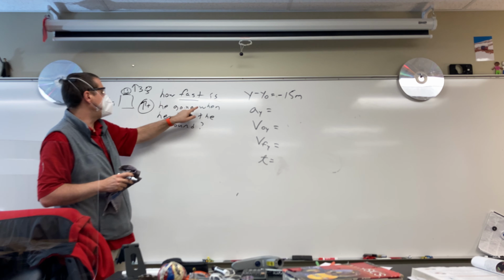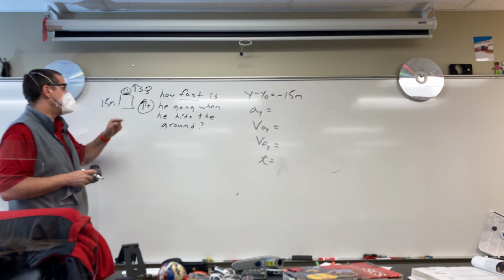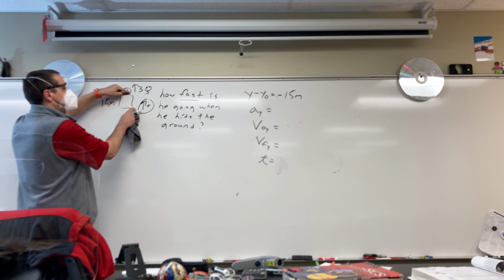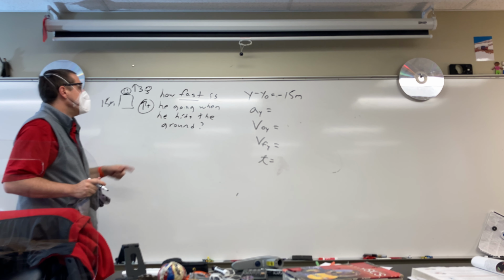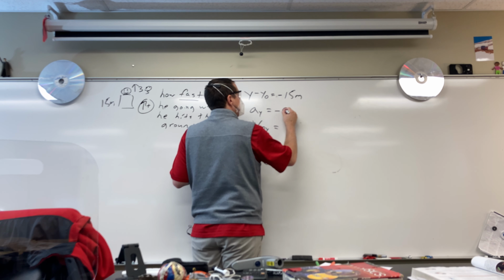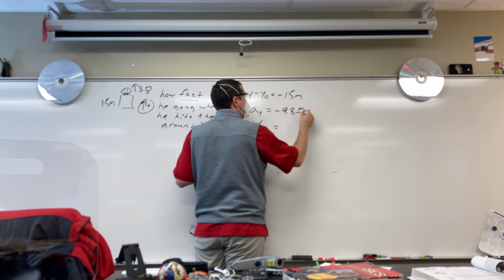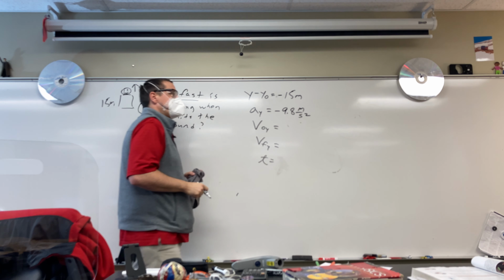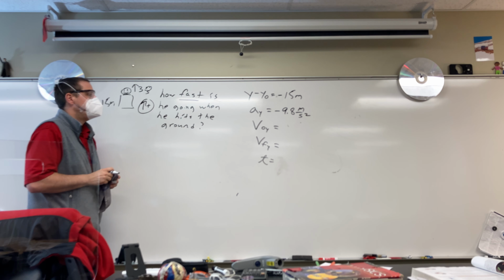Okay, and we're trying to figure out how fast he's going when he hits the ground. So my starting point is when I first release, and my finishing point is right there, right before he hits the ground. Acceleration in the y, we're going to assume free fall. Since I called up positive, acceleration due to gravity is down towards the center of the Earth, so negative 9.8 meters per second squared.